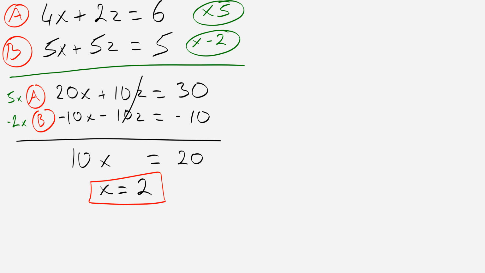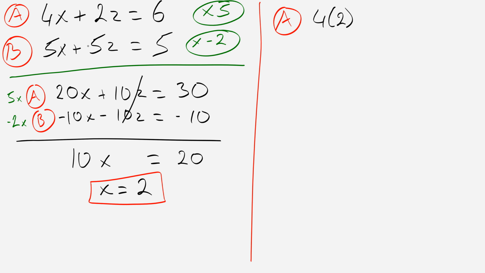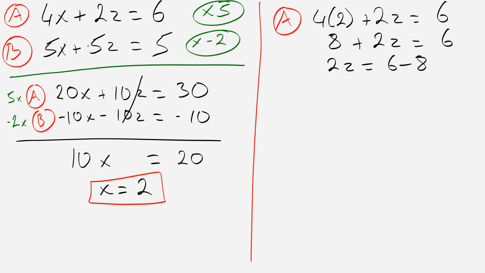So I'm going to fill back into equation A. Filling back into equation A, 4 times 2 plus 2z is equal to 6. So 8 plus 2z is equal to 6. 2z is 6 minus 8, so 2z is equal to minus 2. So z is equal to minus 1. So there's my second solution.